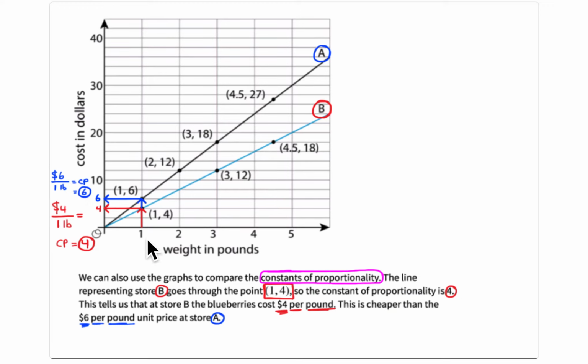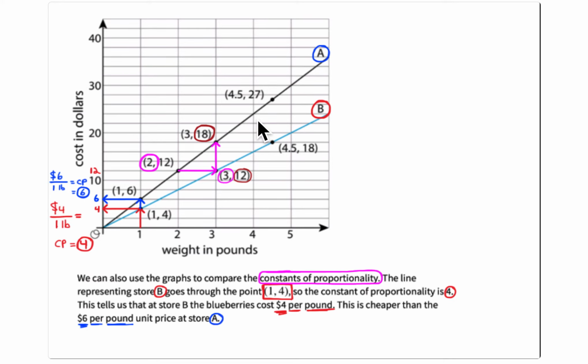Likewise, at store A, the constant of proportionality is 6. It's $6 per 1 pound. So now I know what to multiply by given any number of pounds. If I buy 3 pounds of blueberries, it's going to cost me $18. 3 times 6 is $18. If I'm going to buy 4 pounds of blueberries, it's going to cost me $24. That's right here.